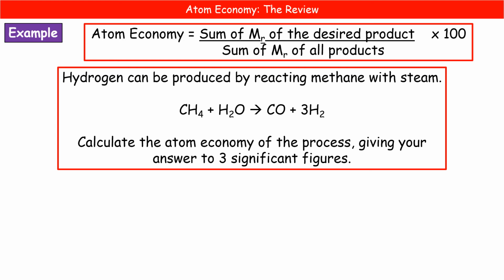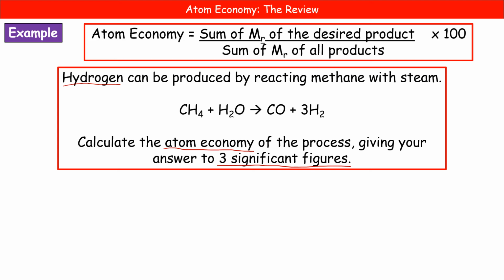Let's look at an example then. When we get a question on calculation, the first thing we do as we read it is highlight, underline or circle the key bits of information for us. So here we go, we're going to be looking at making hydrogen in this case. Hydrogen can be produced by reacting methane with steam. We've got our balanced symbol equation in the middle there. Calculate the atom economy for the process, giving your answer to 3 significant figures.